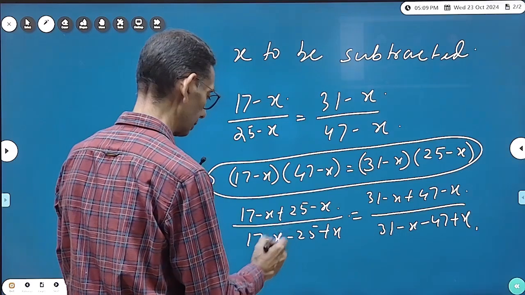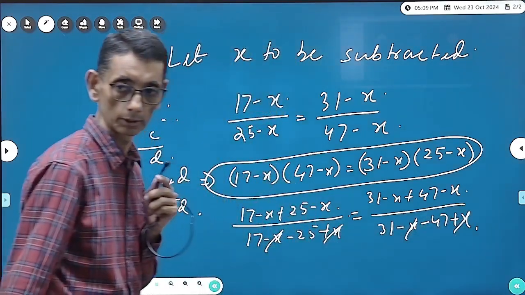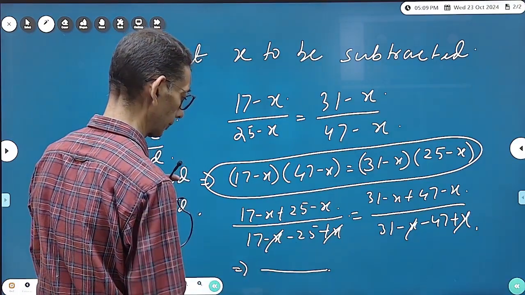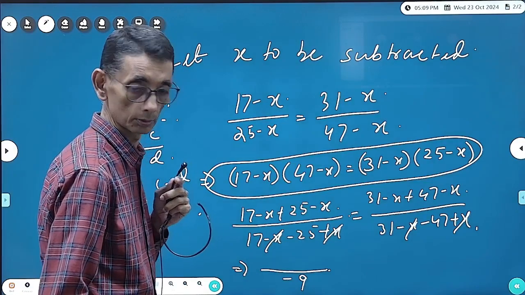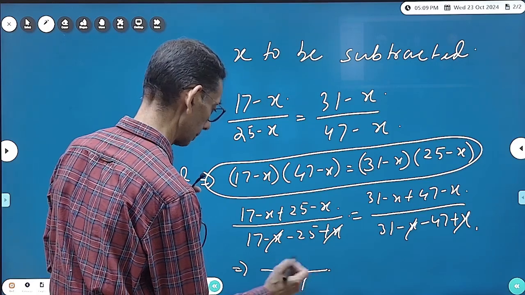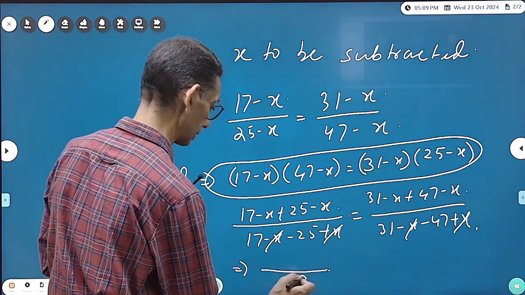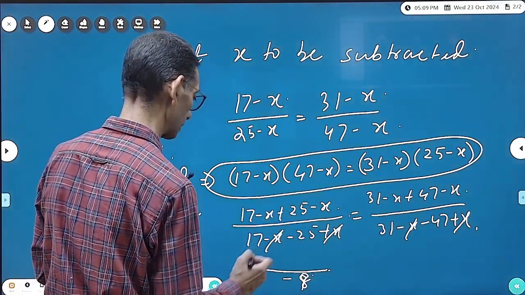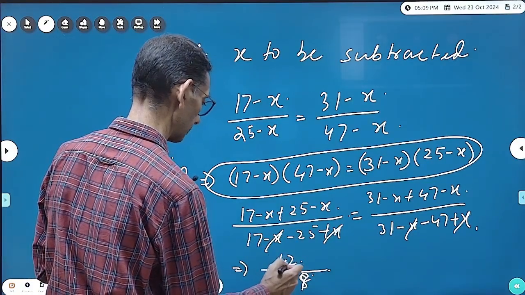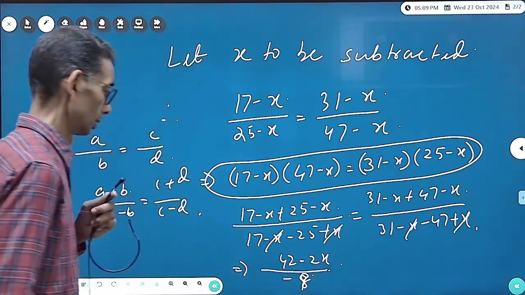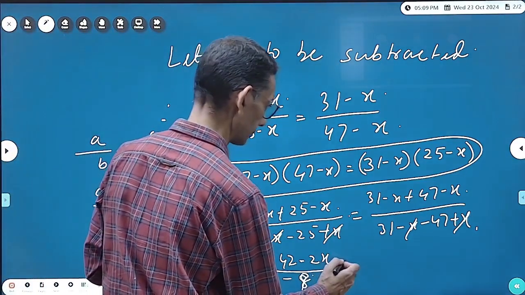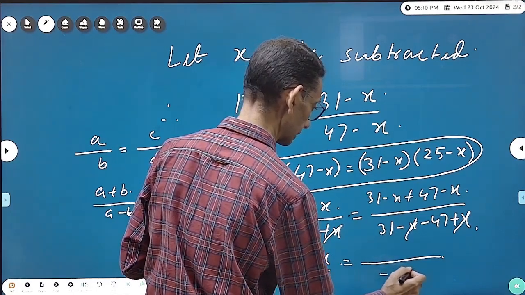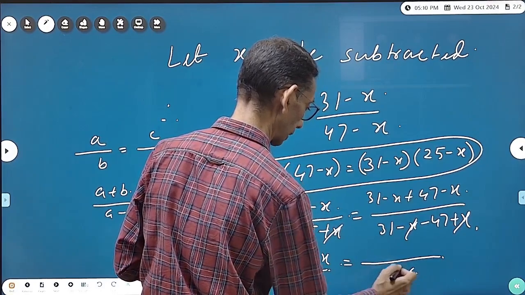What gets cancelled from the bottom? x gets cancelled from the denominator. And what remains in the denominator? 17 minus 25. 17 minus 25 is how much? Minus 8, right? The numerator will be 25 plus 17, 42, minus 26. Then the other side: 7 minus 1 is 6, and 4 minus 3 is 1, minus 16.